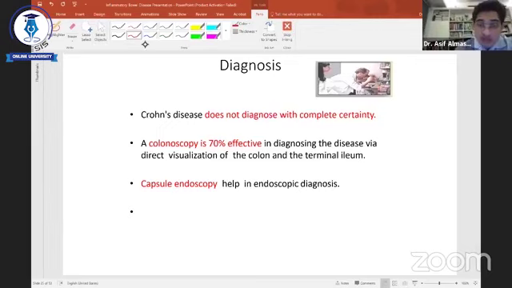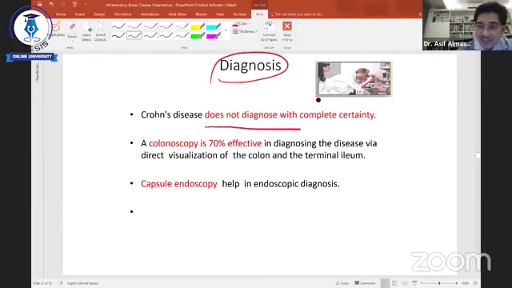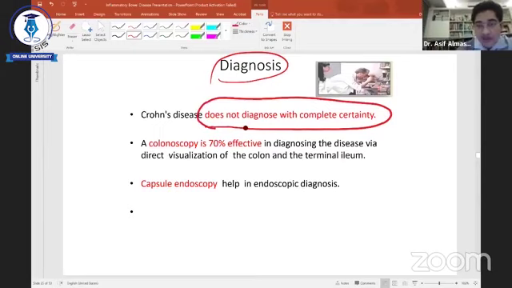Crohn's disease. Now, diagnosis, very important. The first and the most important thing you need to know is that it is not diagnosed with complete certainty. It's mostly from the signs, symptoms, and some of the features that we diagnose. Very rarely can we be absolutely certain that this is a case of Crohn's disease. As we have discussed, the granulomas, which are the confirmatory signs of Crohn's disease, are not always present. So this is very important. It cannot be diagnosed with complete certainty.